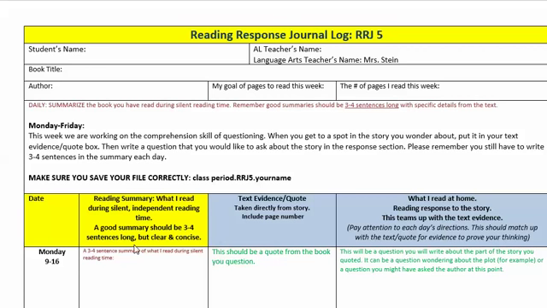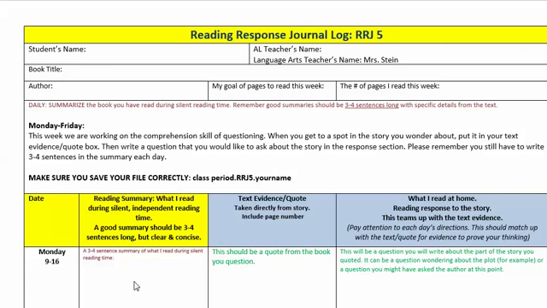Just a reminder, 3 to 4 sentences in your summary. This is what you've read during silent, independent reading time. Now that reading time can be during 6th period during our 20-minute chunk of reading. It could be during academic lab reading, and it can also be during my class independent reading time. But it has to be 3 to 4 sentences long, clear and concise, with details about the text.